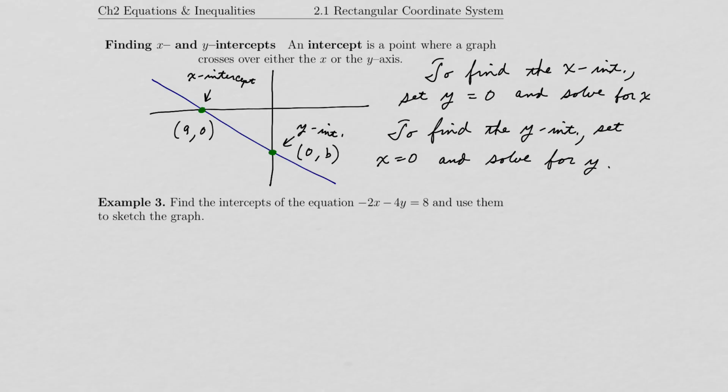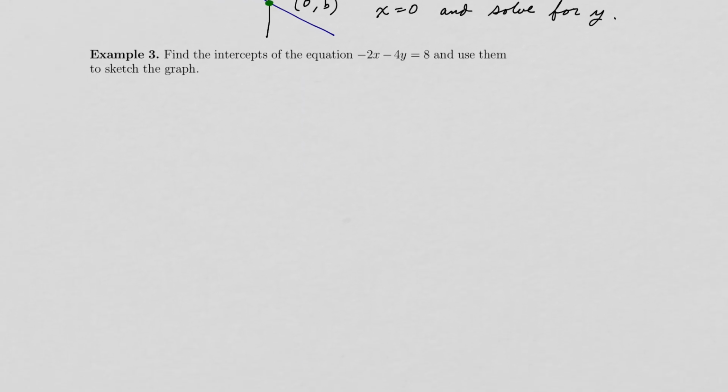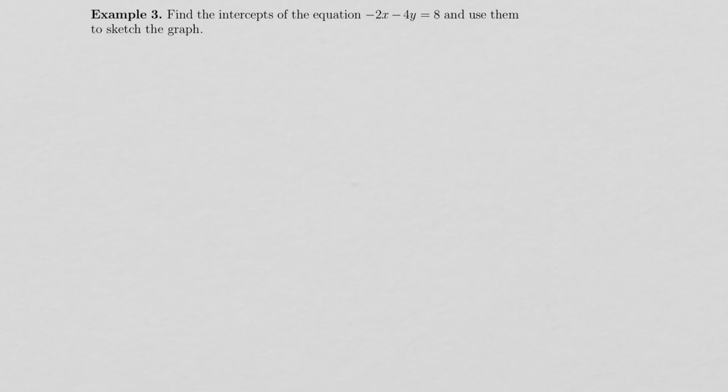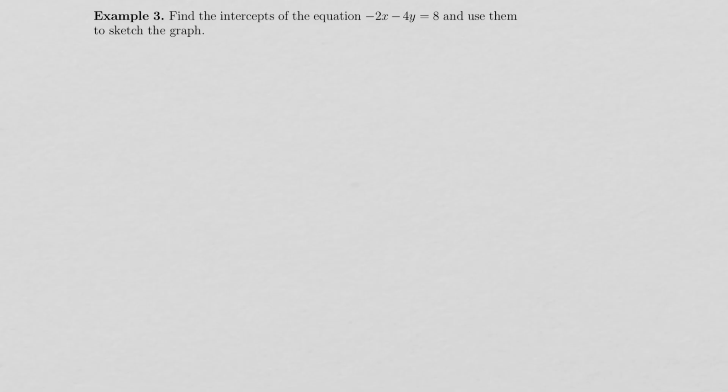Okay, so let's try this. So here's an example. I have an equation. Turns out it's a linear equation. And I want to find the x and y intercepts. Okay, so let me write down the equation again. So I have negative 2x minus 4y is equal to 8. And then because I know it's a linear equation, once I have the x and y intercepts, I can graph it because it's a line, and for a line I only need 2 distinct points to graph the line.